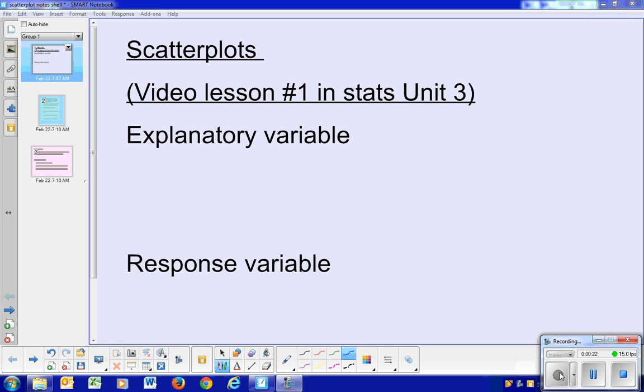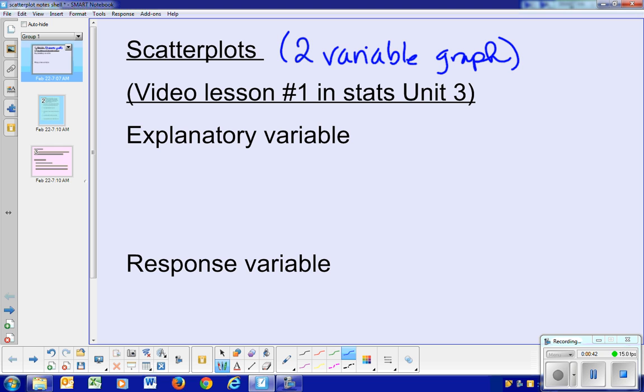So unlike the other graphs that we have studied so far, this is a graph that goes with lists of two different values. So that's what makes this unit different than anything that we've studied previously: it's a two variable graph. We've talked about box plots, we've talked about stem and leaf plots, we've talked about histograms. All of those are one variable graphs.